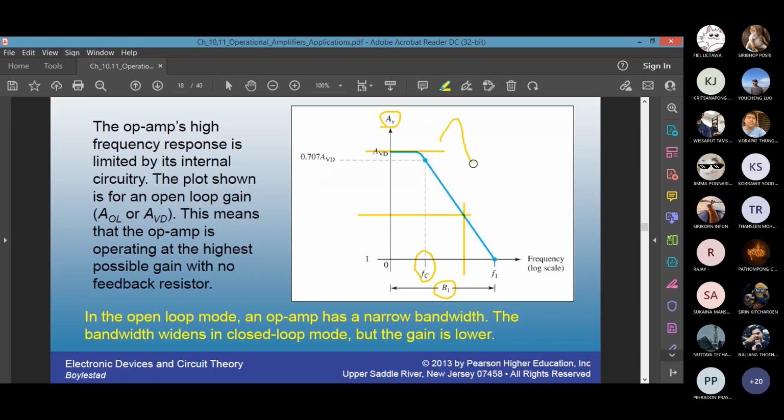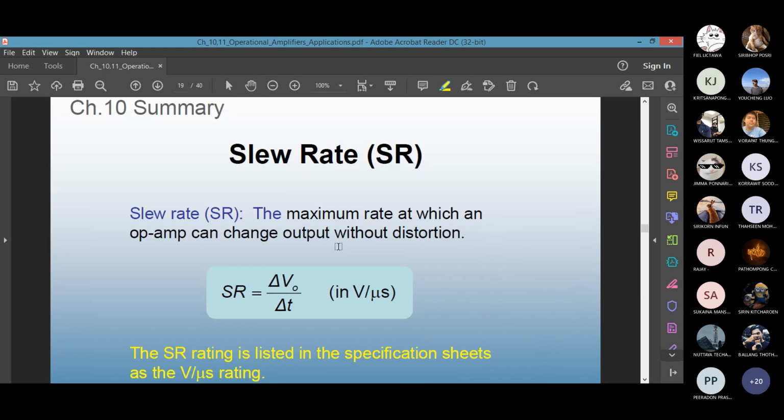If you have an input sine wave and the output is also the same shape, the signal is not distorted. But if your output becomes like this, it is not the pure shape. The shape has been corrupted. We call it the distorted shape. Any shape that is not the same as the original shape is a distortion.